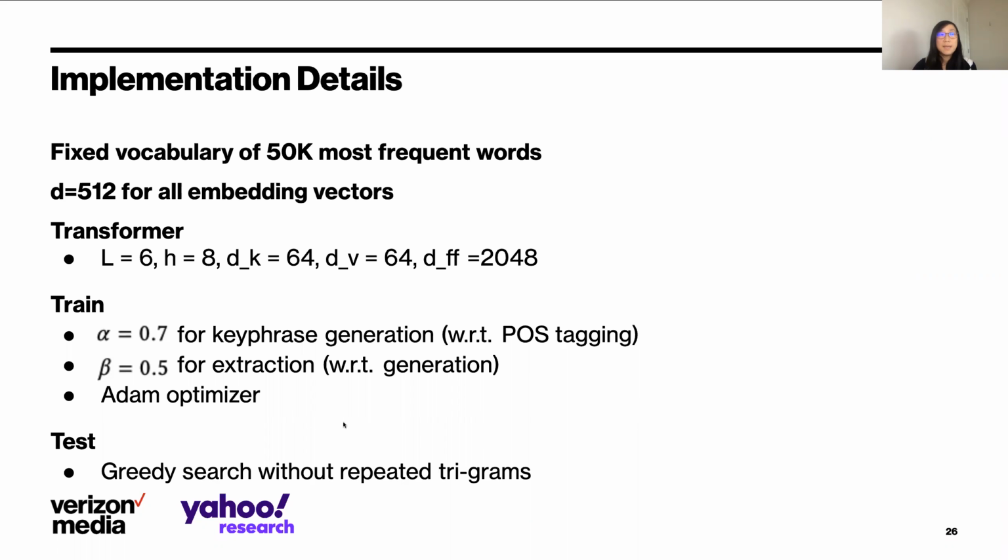So at test time, when we are generating the key phrases, we are using a greedy search approach. We are not considering beam search here because, as we are concatenating all the key phrases together, greedy search seems to be more efficient. And also we are trying to avoid generating repeated trigrams. So if the word is already part of a trigram, or generating a word will lead to a trigram that has already been generated, then we will avoid generating that word. We find this also helpful for improving the performance.